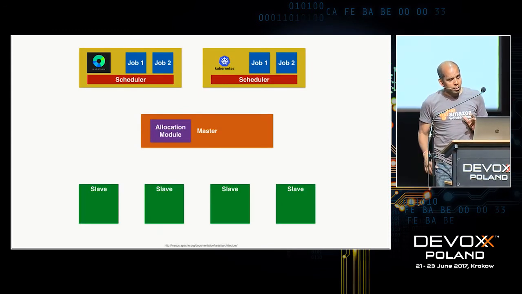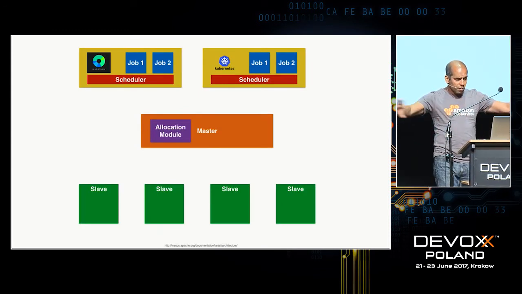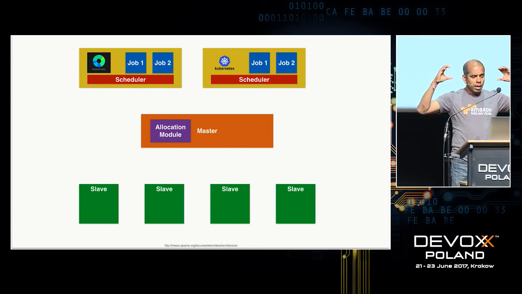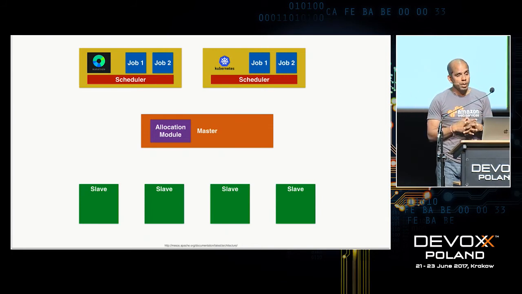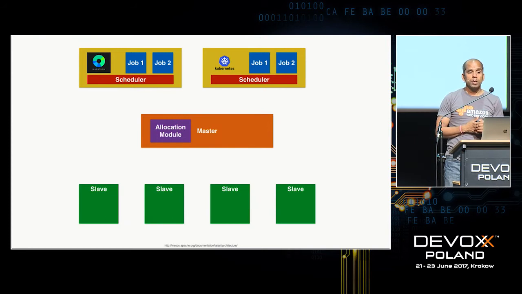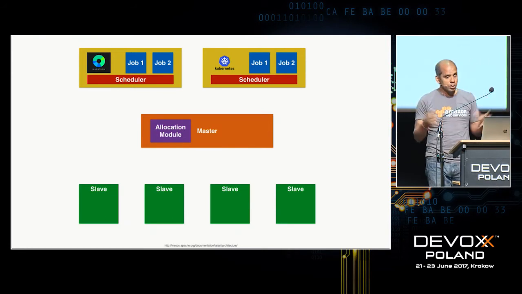So let's try to understand it slightly better. Now I have my 4 slaves down at the bottom. I have my master. In the master, there is an allocation module. And then on the top, I've got my different frameworks. In this case, I'm just showing a Marathon framework and a Kubernetes framework, and each of them has a job that needs to be executed. Let's say they both have 2 jobs. And they also have a scheduler as well.